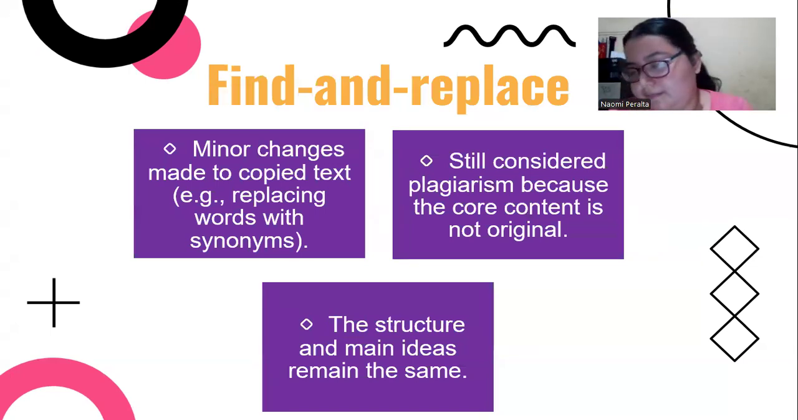And find and replace: minor changes are made to copied text, because sometimes words are replaced with synonyms. Like, for example, if we just say this is good, the synonym says it's okay, it's acceptable. Sometimes things like this. And it's considered plagiarism because the core content is not original. Usually the structure and main ideas remain the same.